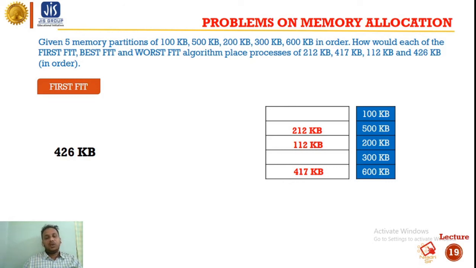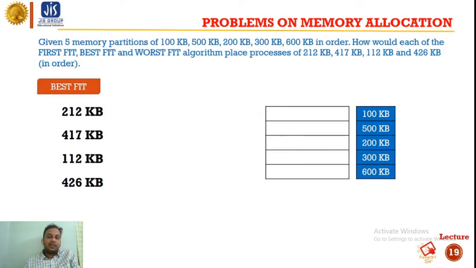So we cannot insert a 426 KB request in any one of these holes, as all the remaining holes are smaller than the request. So in first fit we are not able to insert all the processes, so it cannot be inserted here.